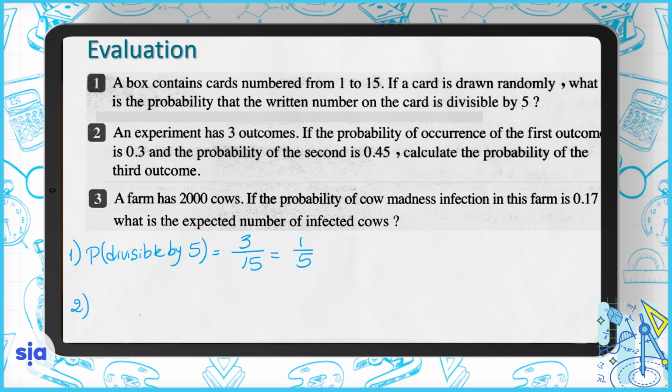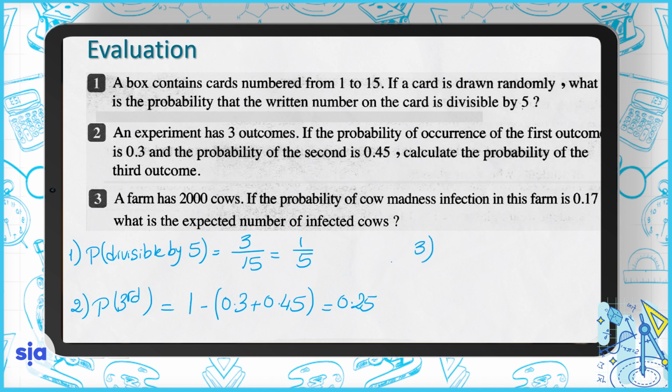Question 2. An experiment has 3 outcomes. If the probability of the occurrence of the first outcome is 0.3 and the probability of the second is 0.45, calculate the probability of the third outcome. We all know here that the total of the probabilities of any experiment is always 1. So the probability of the third outcome is equal to 1 minus the other two together, 0.3 plus 0.45, which is 0.25.